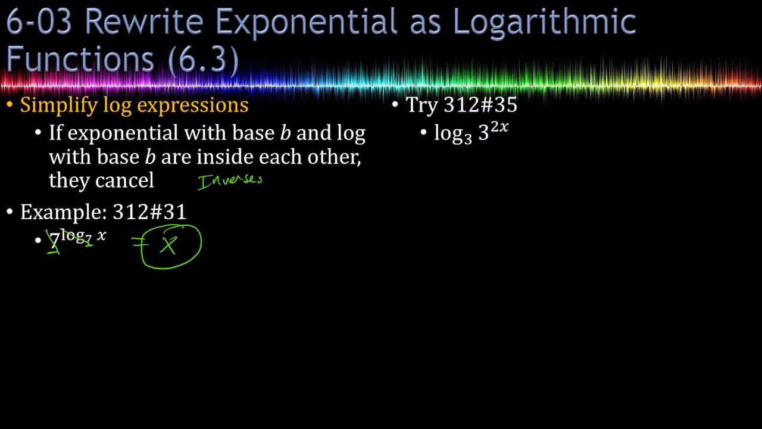Why don't you pause this and try page 312, number 35. This time we have an exponential inside of the logarithm and they cancel out, leaving the 2x. So log base 3 and base 3 canceled, and in the example, base 7 and log base 7 canceled.